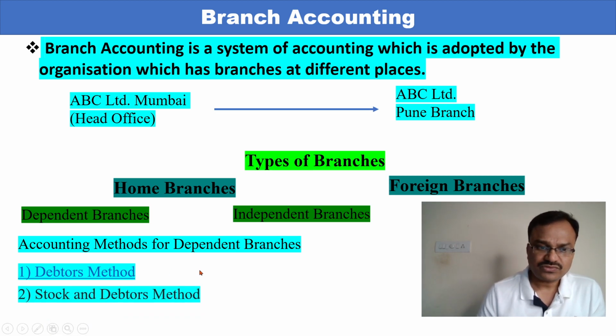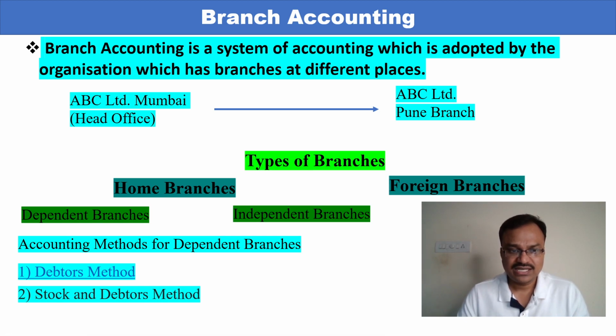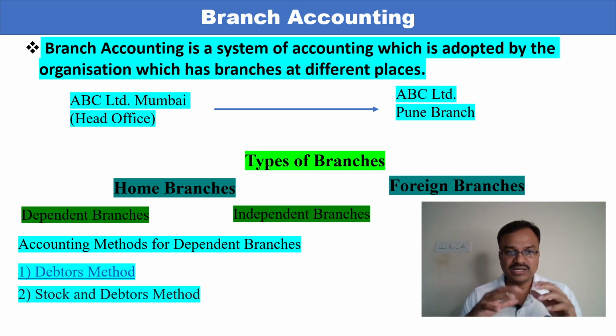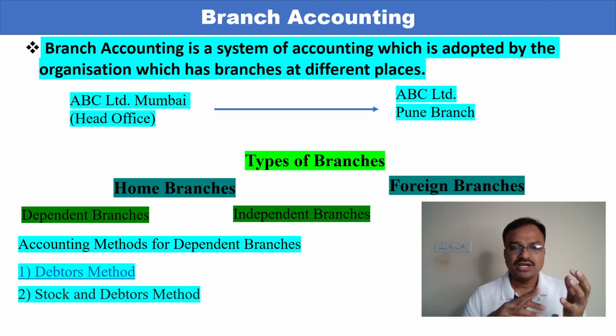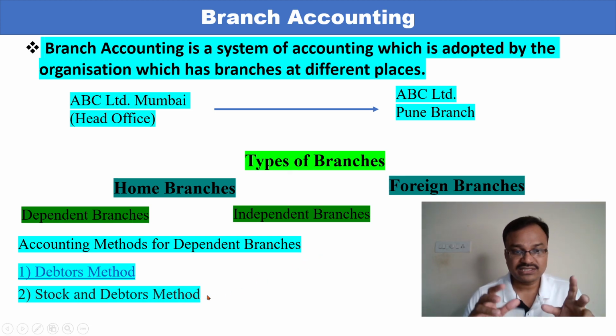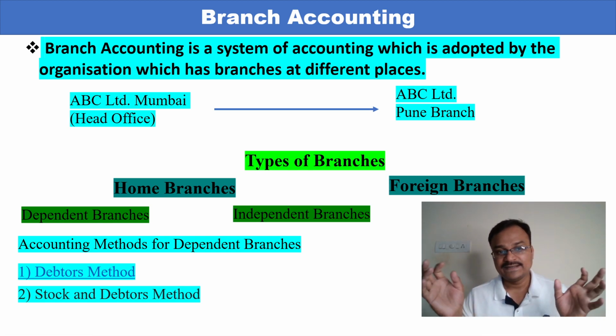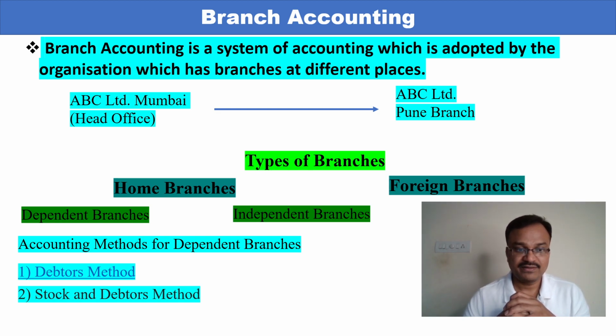The second method is known as the stock and debtors method. Under the stock and debtors method, various accounts are opened by the head office in order to have greater control on its branches. Under this method, a branch stock account is opened, a branch debtors account is opened, a branch expenses account is opened, then a branch adjustment account and a branch profit and loss account are opened. So it means under the stock and debtors method, various accounts are opened in order to have greater control on the transactions of the branches, right?